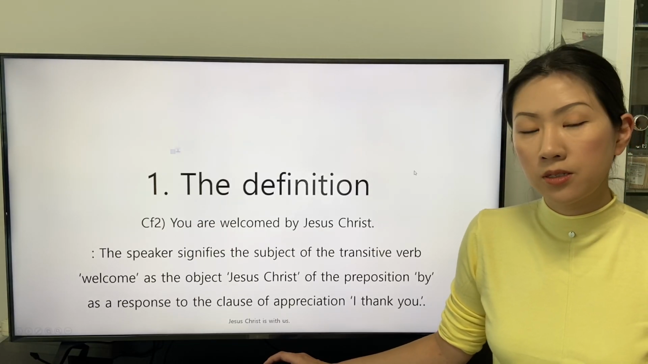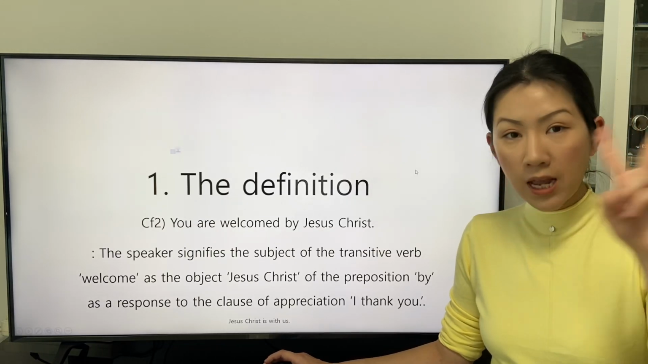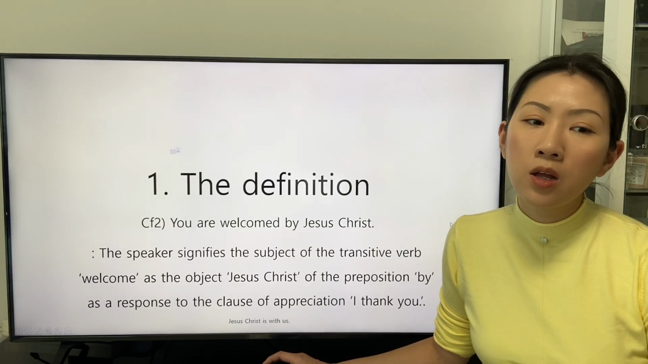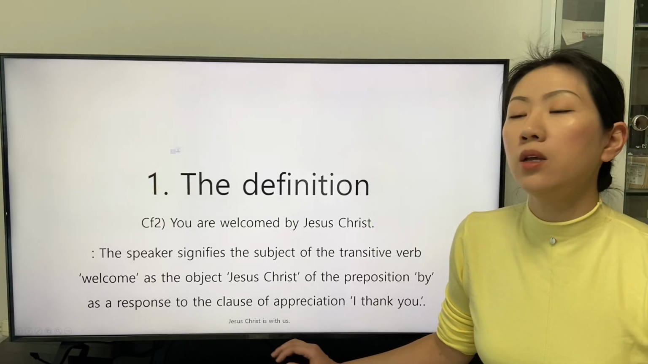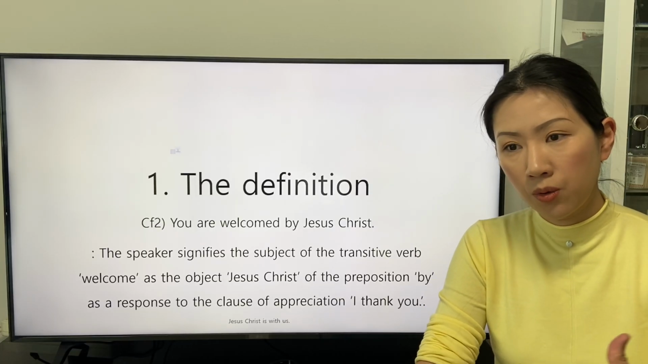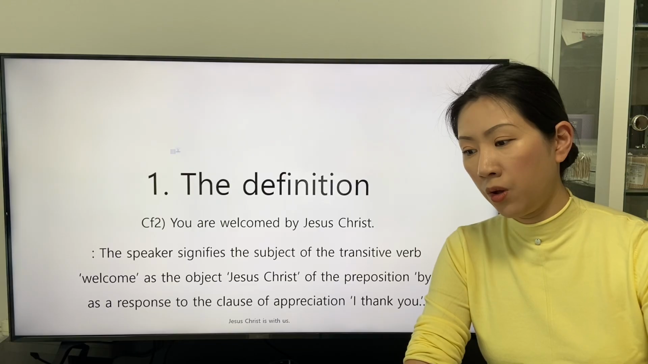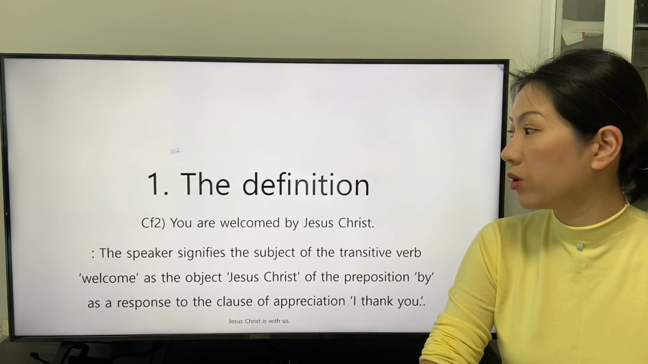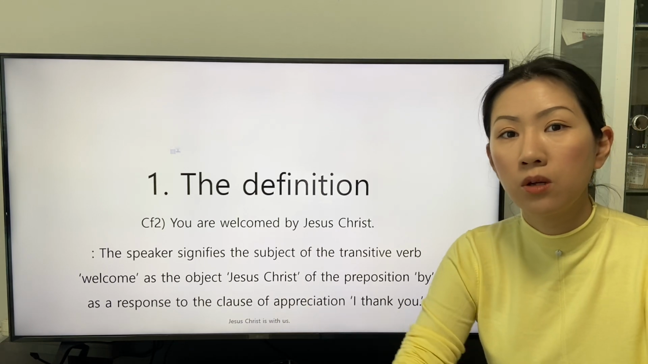There is the second conference. You are welcomed by Jesus Christ. We calmly respond to the sentence of appreciation in this clause. You're welcomed, or you're welcome.